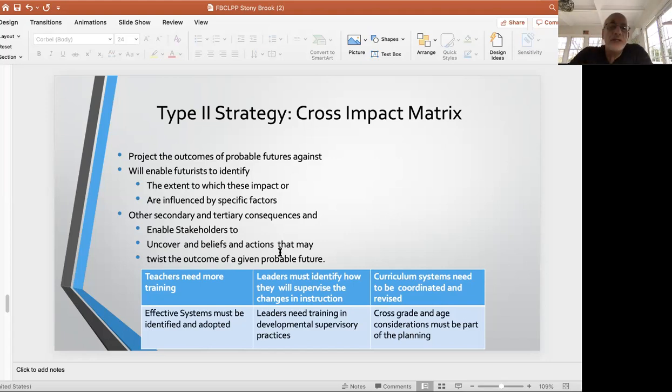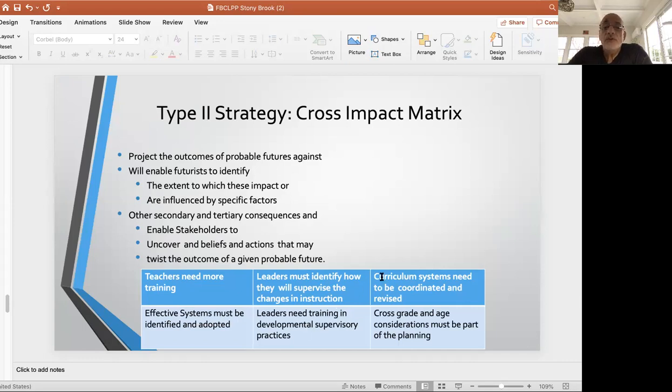This is a very simple one. Here's a probable future. And again, I apologize for using teacher and school things, for those of you who are not, just what I have up in my bank here. Teachers need more training, and therefore, a probable future is that effective systems must be identified and adopted. Now, who's affected by that? The leaders, who must identify how they will supervise the changes in supervision. And if they must identify who's going to be supervised, they need training in developmental supervisory practices.